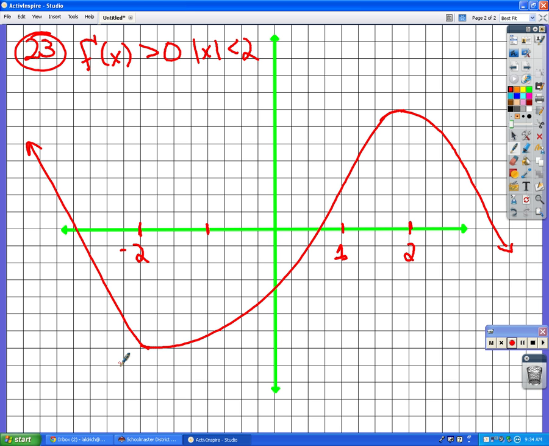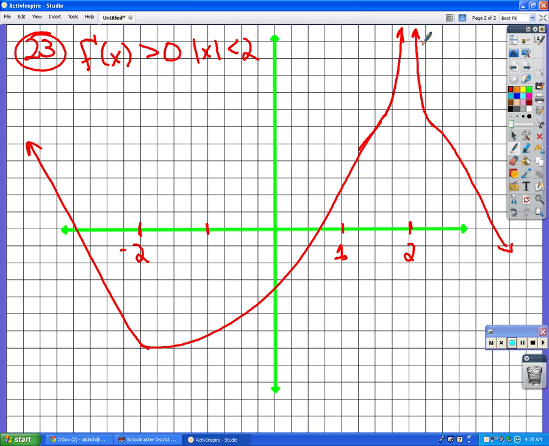Then it says the limit as x approaches 2 of the derivative is infinity. So that means from either side of 2. What's happening at x equals 2? We got an asymptote, because it's going to infinity on the left side, and it's going to infinity on the right side. That's why it said absolute value, either side. Okay?